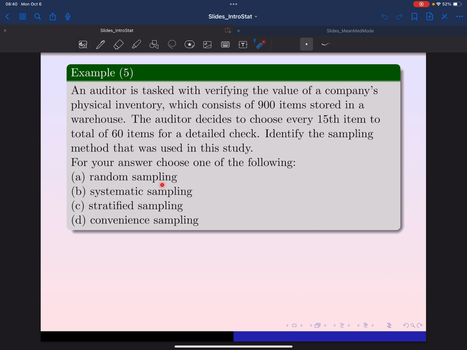Random sampling, we choose randomly. Systematic sampling, we choose every other, every 10th, every 15th. Stratified, we divide into groups, male, female, or by grade. Convenience sampling would be easy people, like those who respond to a survey or people who first walk into the shop. Since the auditor is choosing every 15th item, the sampling is systematic sampling. So the answer would be B, systematic sampling, because it's every 15th item.